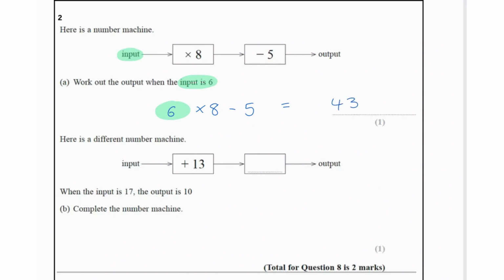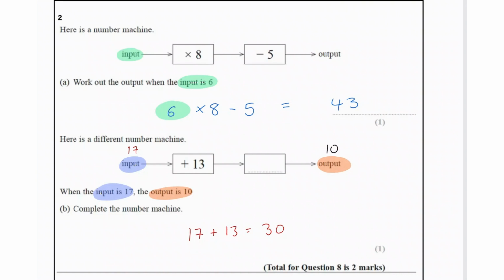And we've got a different machine here. When the input is 17, the output is 10. Okay. So we're putting 17 in, and we should get an output of 10. So 17 add 13 equals 30. So what's the last thing we do to get an output of 10? So we need this output to be 10. And there's actually a few choices. How do we go from 30 to 10?